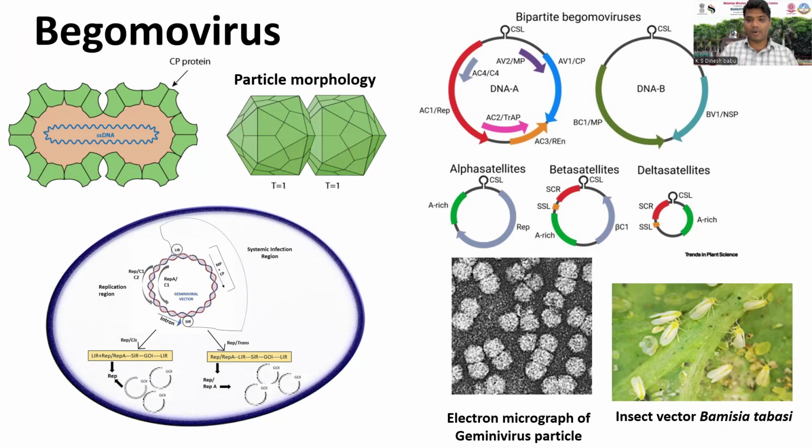Here, in the right bottom, I have shown the electron micrograph of these twinned icosahedral particles isolated from the infected plants. In the right bottom corner, I have shown the insect vector Bemisia tabaci. Particularly, the begomoviruses are transmitted through this insect vector only.